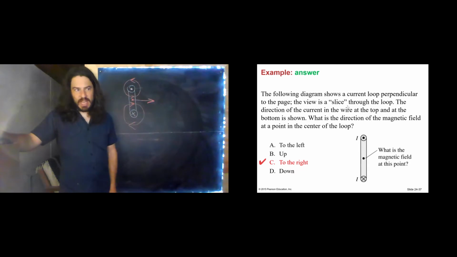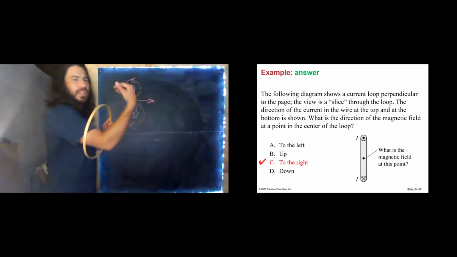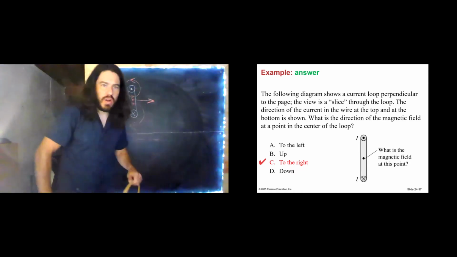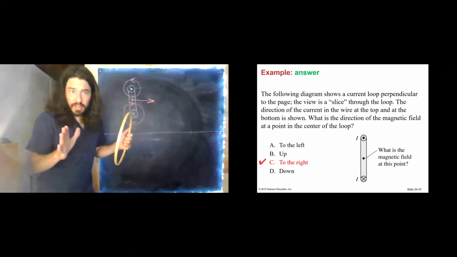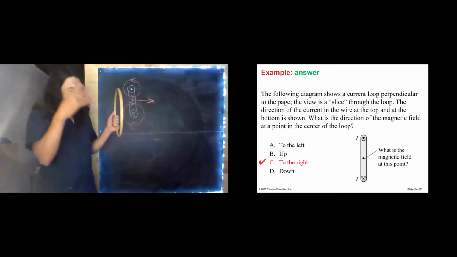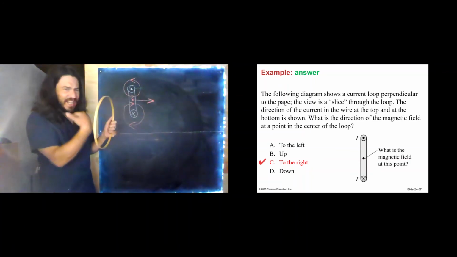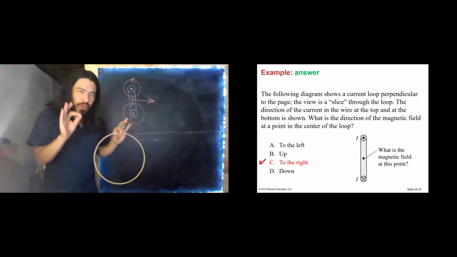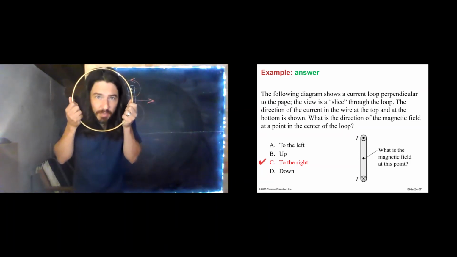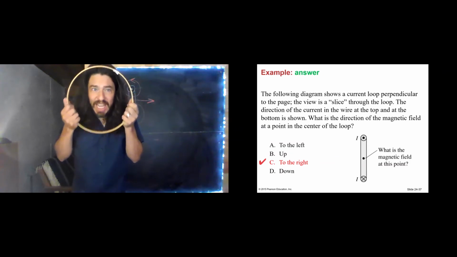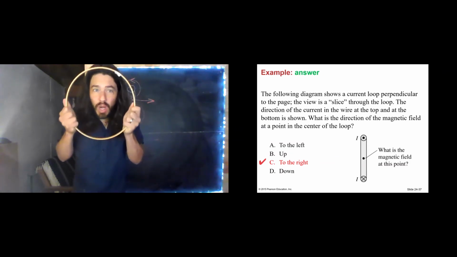Now, I do want to point something out here. You saw me kind of struggling here, right? I wasn't just trying to show off my guns. Sometimes it's just a little bit tricky to get your hand in the right place. There's a little bit of a shortcut when we're dealing with loops and something called solenoids that we'll get to in a minute. It is still right-hand rule number 1.